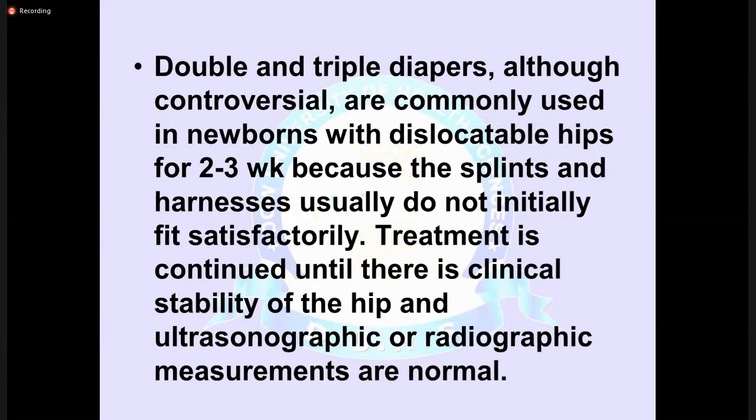Sometimes people can use the double and triple diapers, although controversial, and commonly used in newborns with dislocatable hips for at least 2 to 3 weeks because the splints and the harnesses usually do not initially fit satisfactorily. Treatment is continued until there is a clinical stability of the hip and ultrasonographic or radiologic measurements are then normal.